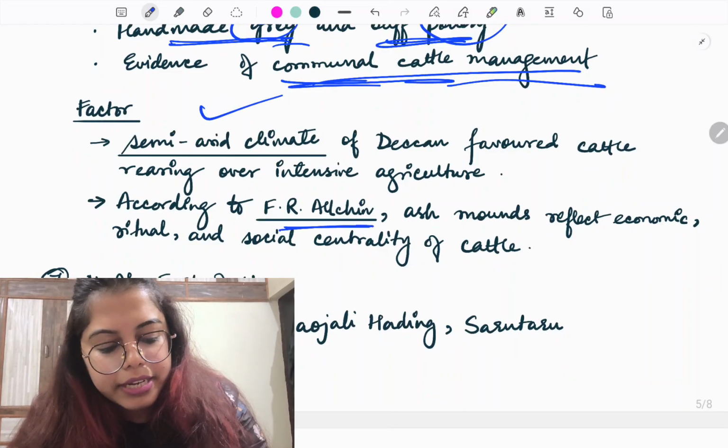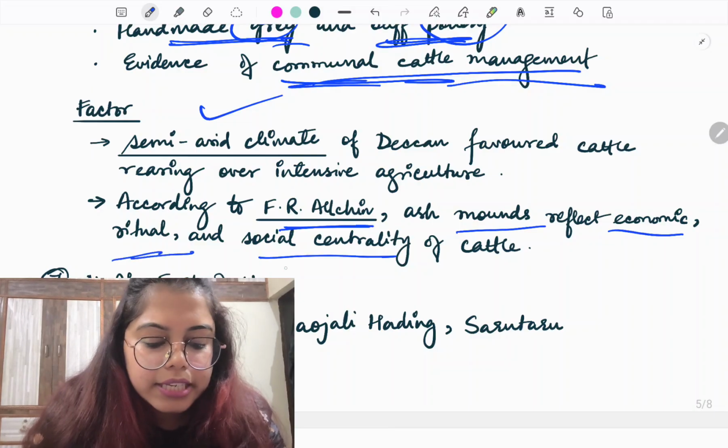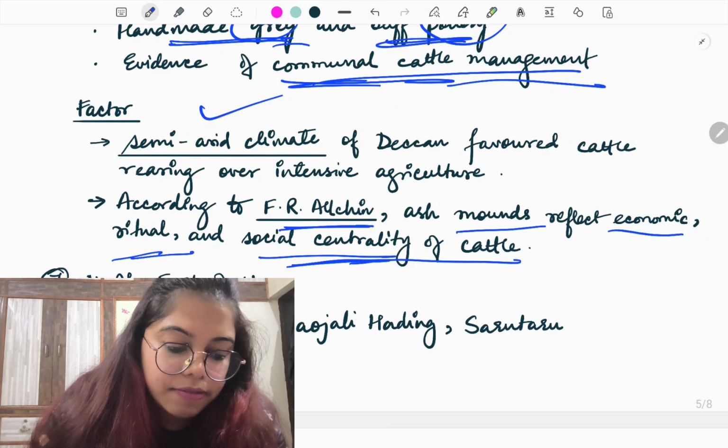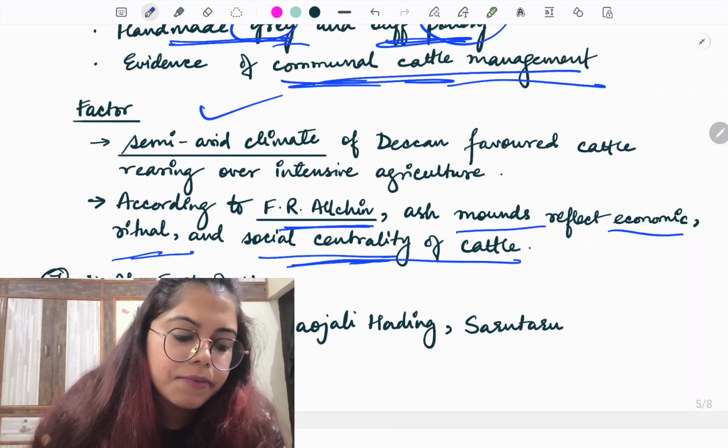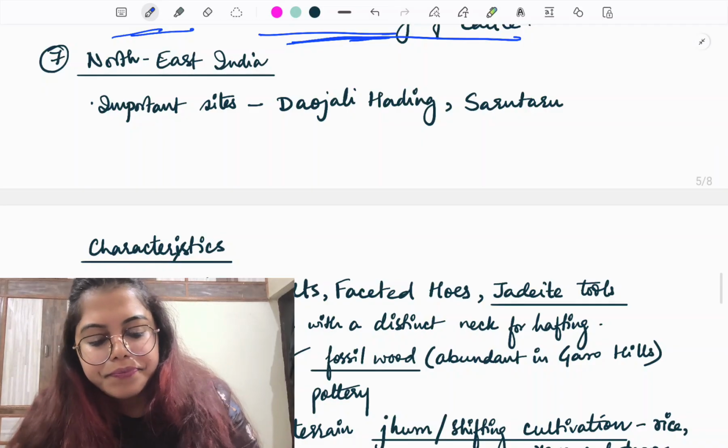So the factor was the semi-arid area, and here the opinion of F. Allchin is that ash mounds reflect economic ritual. They might reflect economic ritual and the social centrality of cattle. That means cattle were a central part of their living.